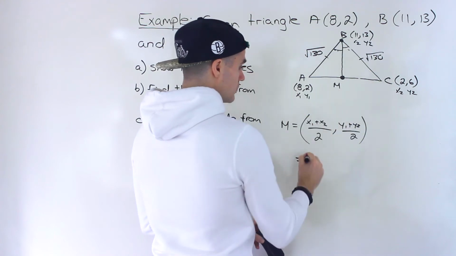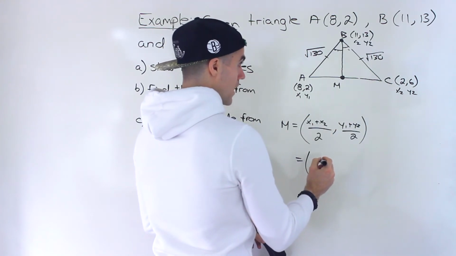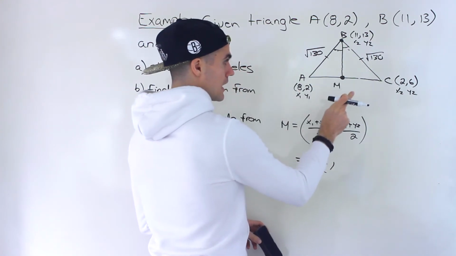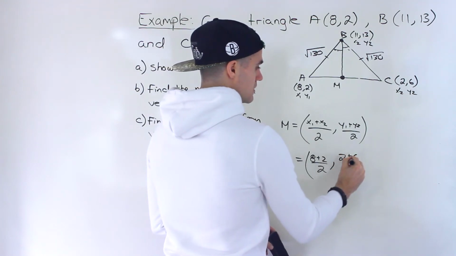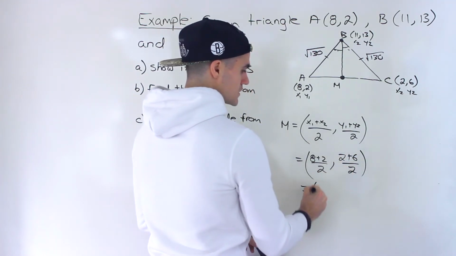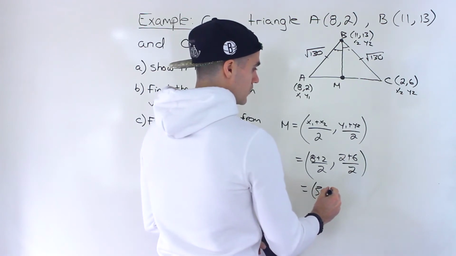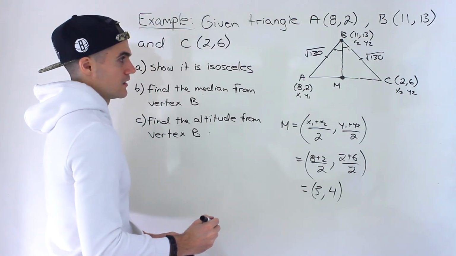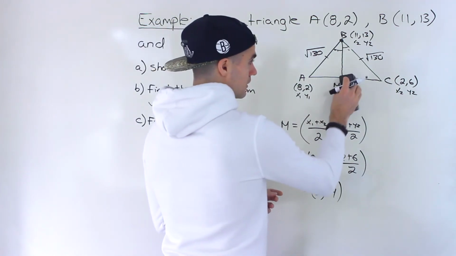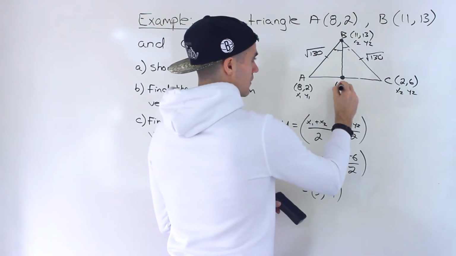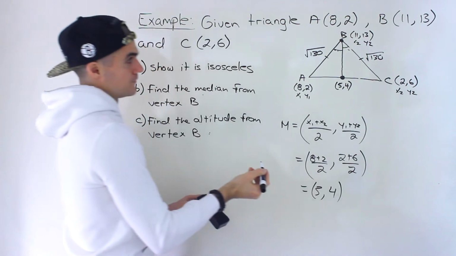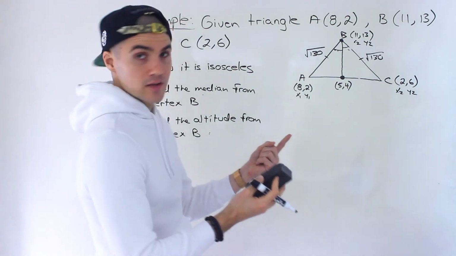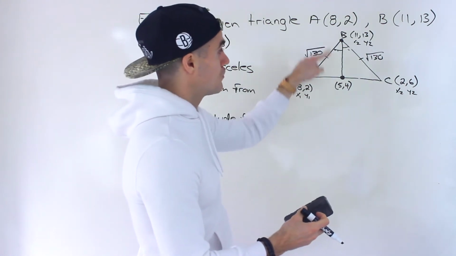So these are already labeled as x1, y1, x2, y2. So we'd have 8 plus 2 divided by 2, right? And then 2 plus 6 divided by 2. This would be 10 over 2, which would give us 5. And then we'll have 8 divided by 2, which would give us 4. Okay, so this midpoint here ends up being 5 and 4. And so now to find the equation of the median, we just have to find the equation of a line that's going through these 2 points.